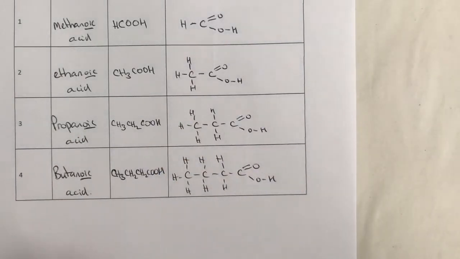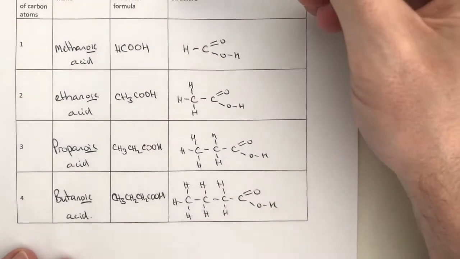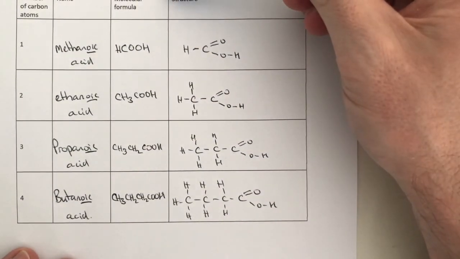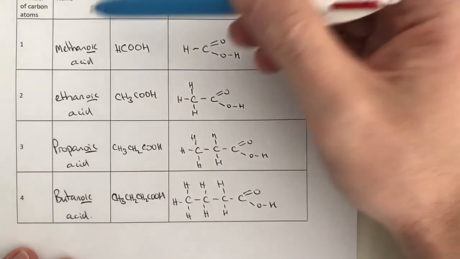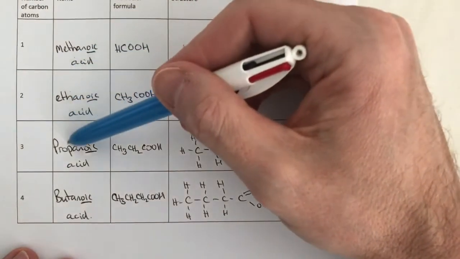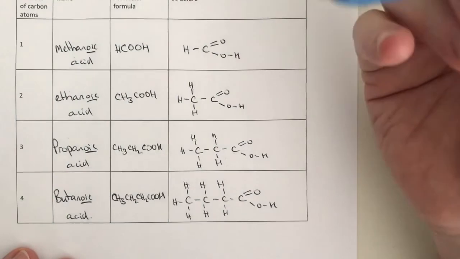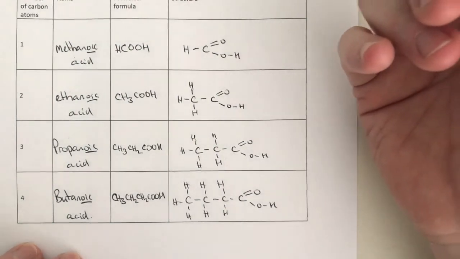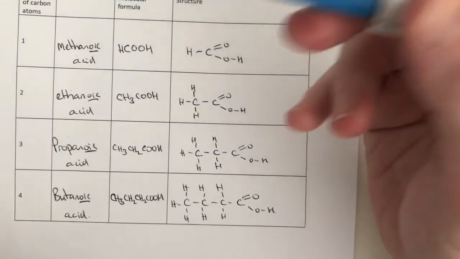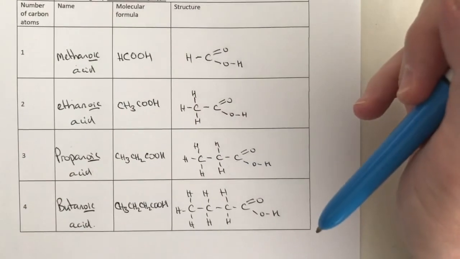Okay. So key features. Make sure you know that the functional group is this, COOH. Remember the naming: methan, ethan, propan, butan, with oic to represent the fact they are carboxylic acids. The best way to do it is to have a go at drawing them yourself and make sure you can get them all correct.